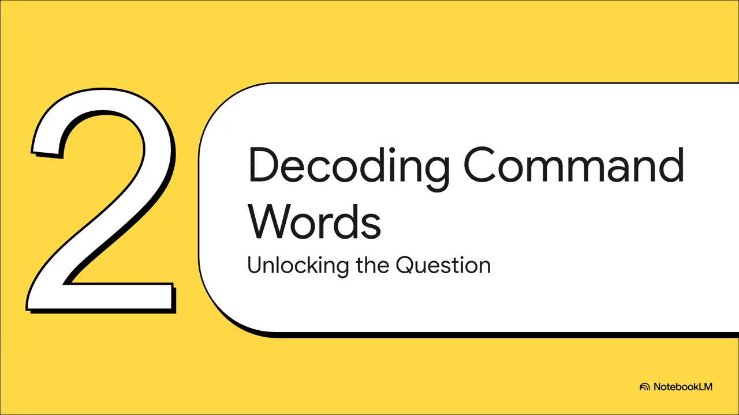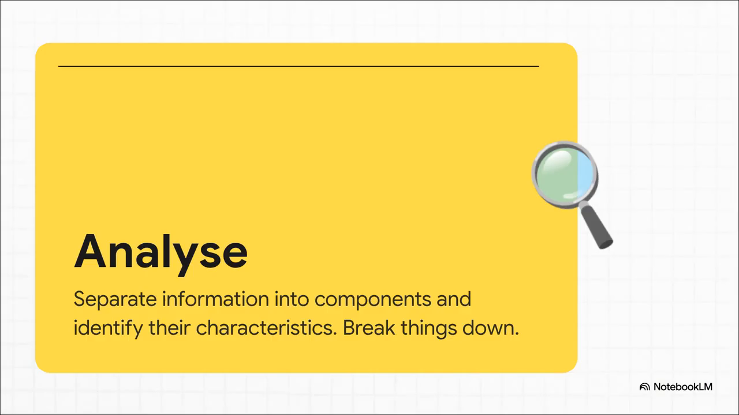Right, next up, decoding command words, the keys to unlocking the question. So how do you even know when you're supposed to be using this AO3 skill? Well, the examiners give you these little clues. They're called command words. And honestly, they're like the keys that unlock exactly what you need to do to get the marks.